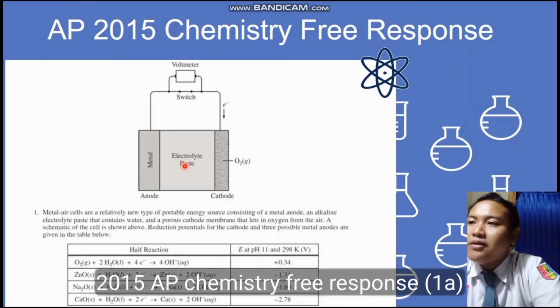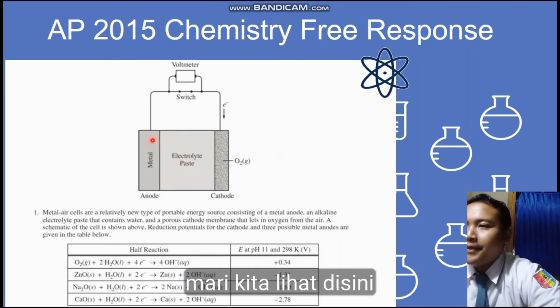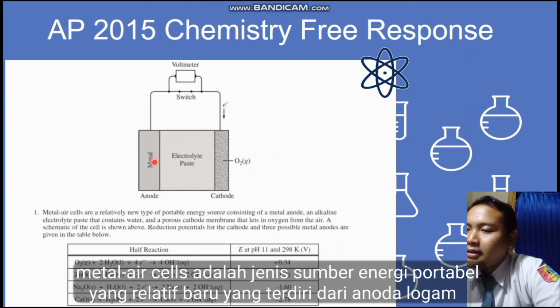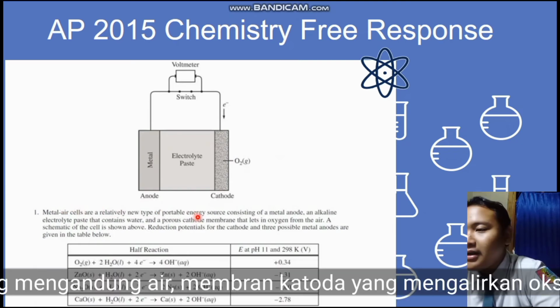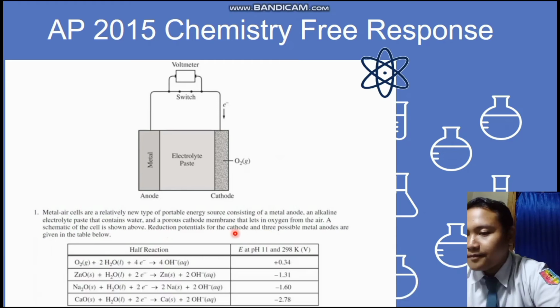Next is the AP 2015 Chemistry Free Response. Let's see here. Metal air cells are a relatively new type of portable energy source consisting of a metal anode, an alkaline electrolyte base that contains water, and a porous cathode membrane that lets in oxygen from the air. A schematic of the cell is shown above. Reduction potentials for the cathode and 3 possible metal anodes are given in the table below. Okay, this is the table.